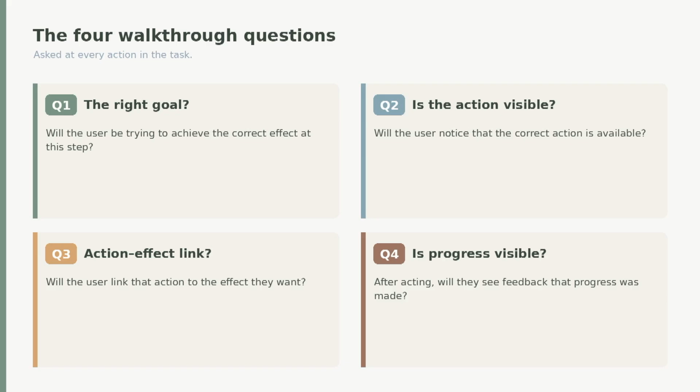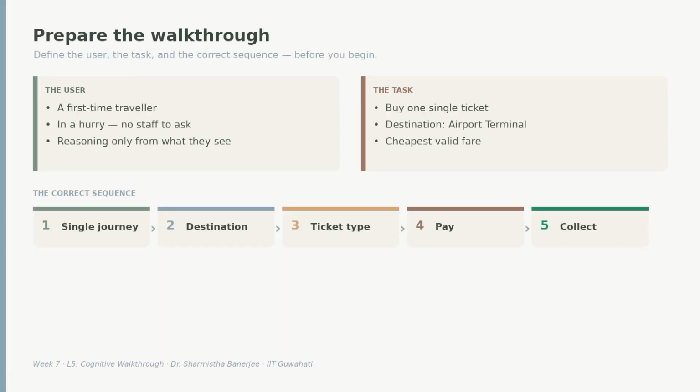A confident yes to all 4 is a success story. Any no is a failure story, and a precise fix. First, we prepare our user, a first-time traveler, in a hurry, with no staff to ask. The task: buy one single ticket to the airport terminal. And the correct sequence: choose single journey, pick the destination, select the ticket type, pay, and collect.